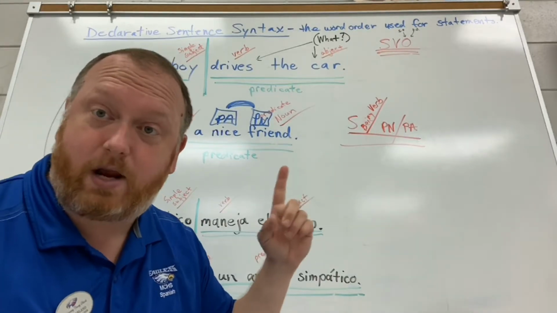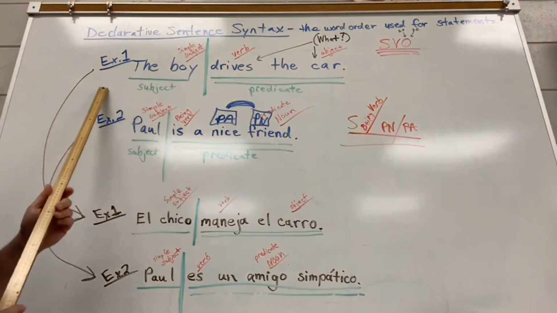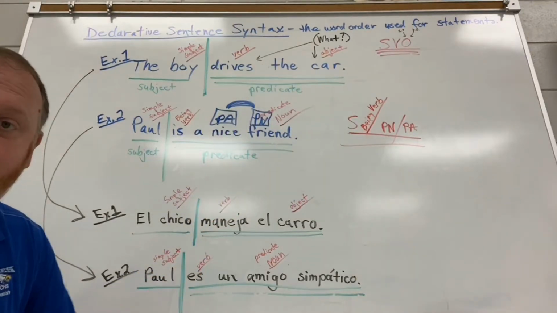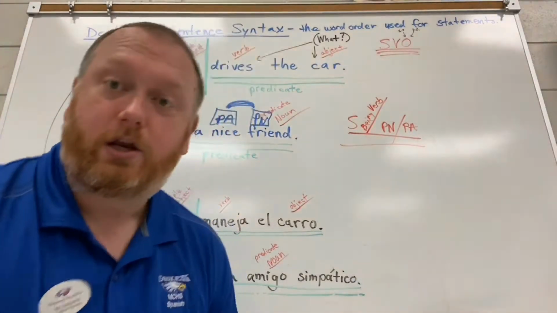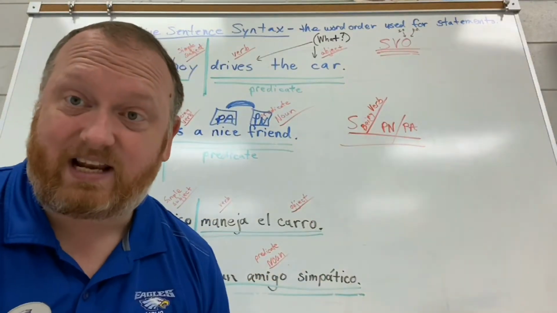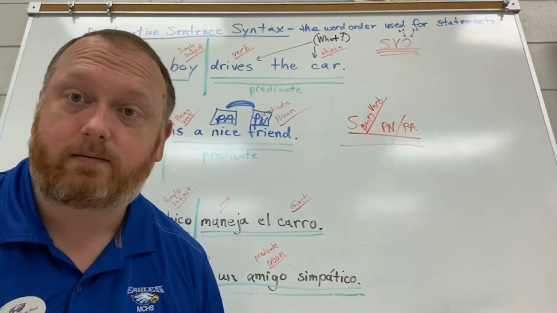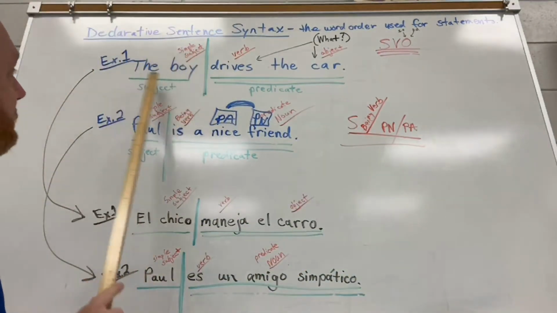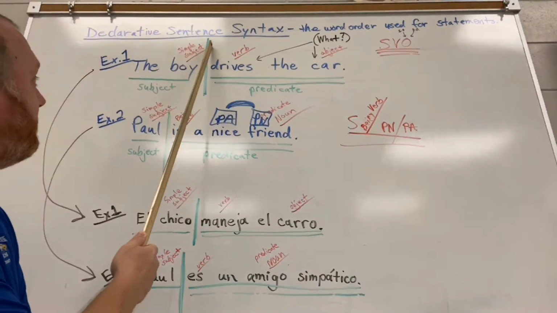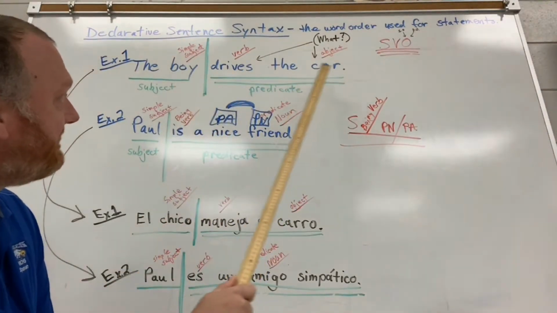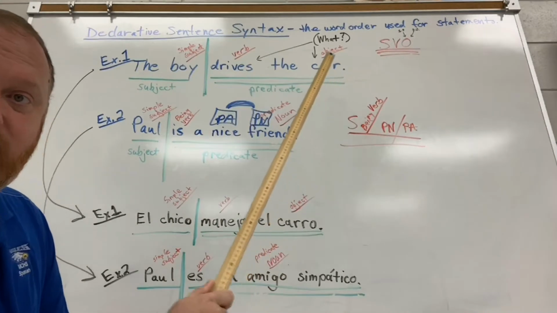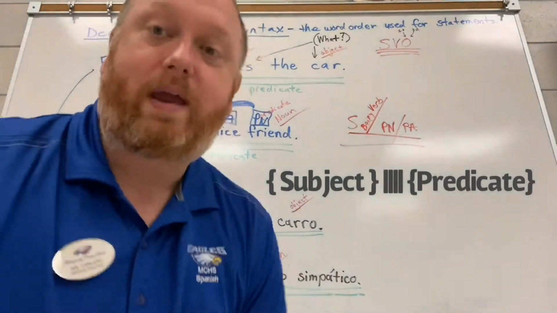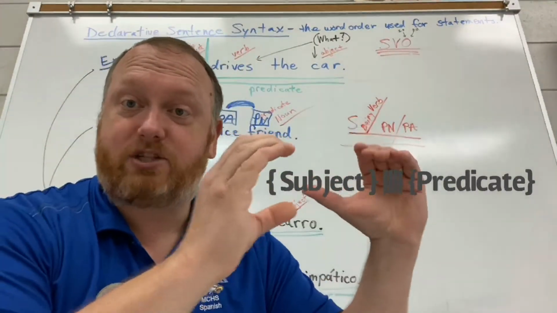All right, here's example number 1. The boy drives the car. First, we can divide that sentence into two main parts. The first part of the sentence is the subject, and here we're going to divide it right there. And this second half of the sentence that has the verb and other stuff is called the predicate. So we have the subject and the predicate.